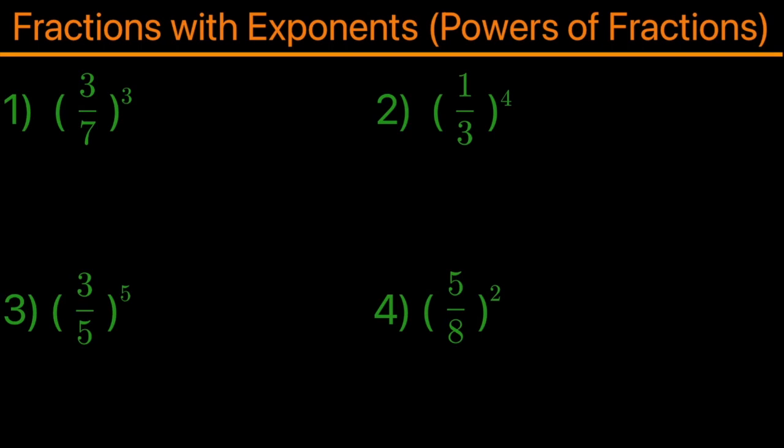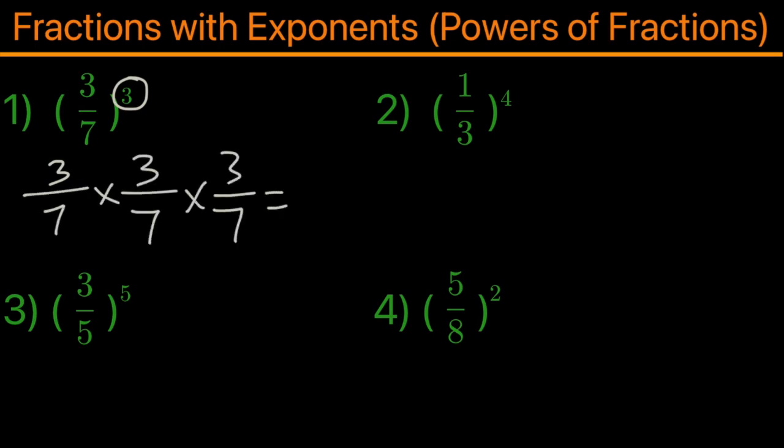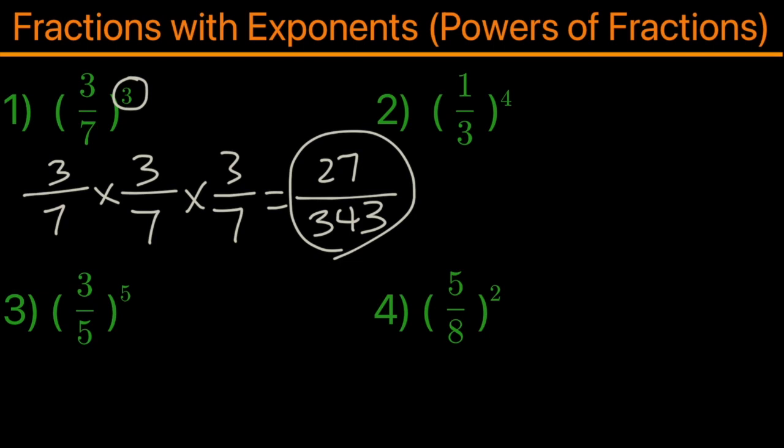For the first example, we have 3 over 7 to the power of 3. So the first part we look at is the 3 here, the exponent. And since it's to the power of 3, we need to multiply 3 over 7 3 times. And if we multiply them together, 3 times 3 times 3, we will get 27. Then we have 7 times 7 times 7. Inputting that in the calculator, you would get 343. And that will be the answer for example 1.